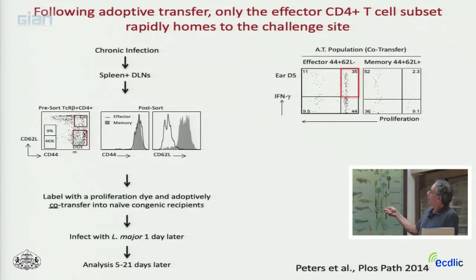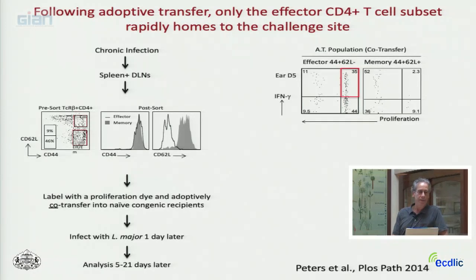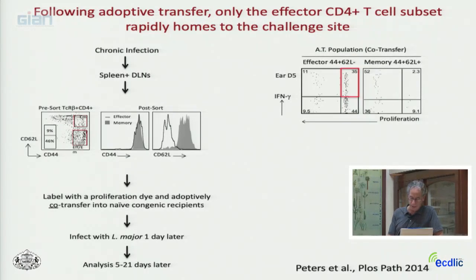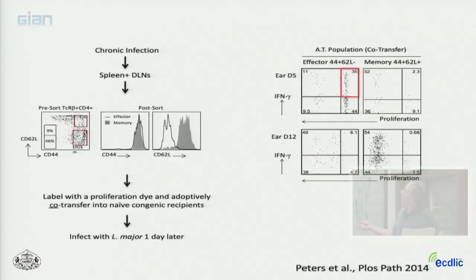The memory, these central memory cells, the CD44 high, CD62L high, you don't see them in that challenge site for the first 5 days. So that's a problem. They're not going to be helpful in conferring protection if they're not even getting to the site. If you look at 12 days, now it's hard to find your effector population. But that's okay. They've already done what they needed. They got there early, and they hopefully did what they needed to do.